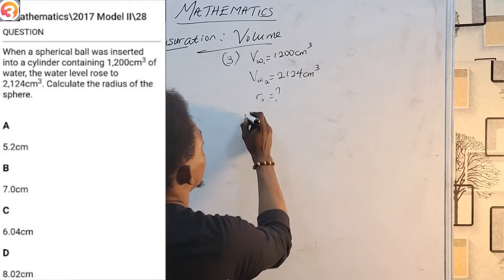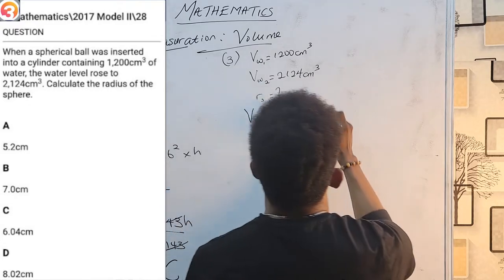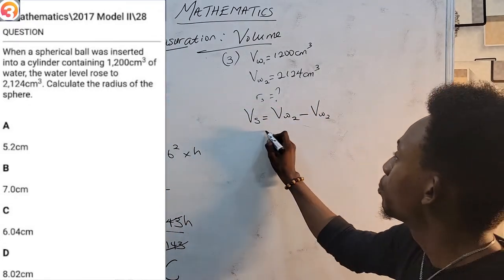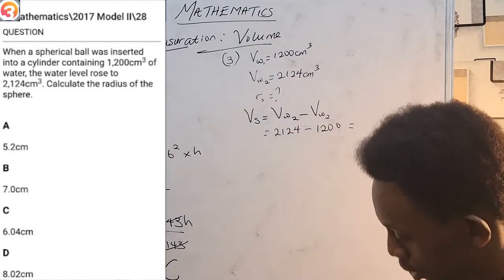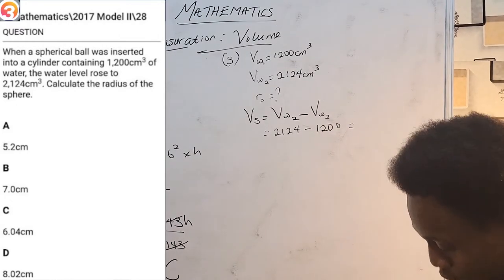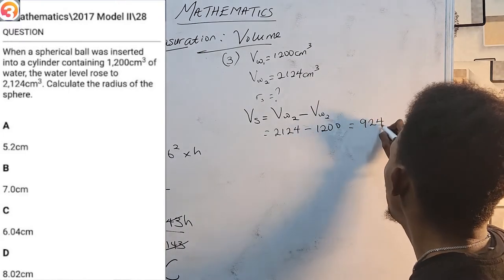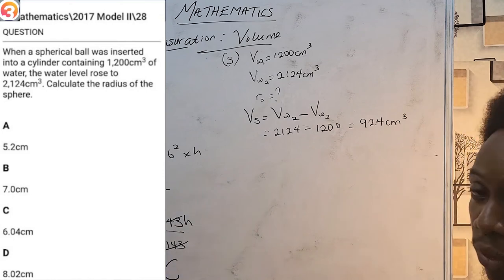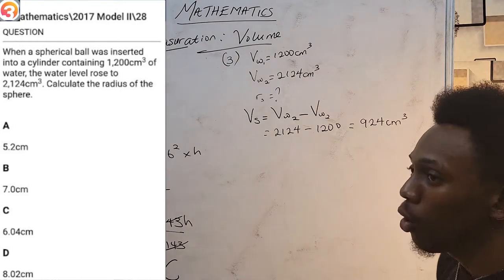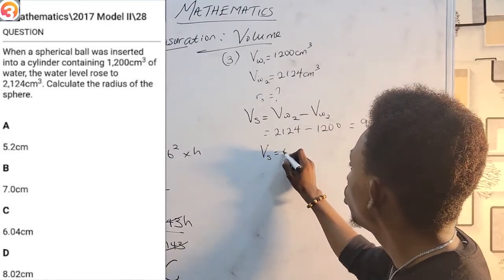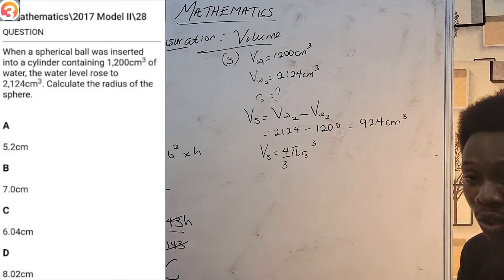Now, in this case, the volume of my sphere will be the final volume of water minus the initial volume of water, which is 2,124 minus 1,200. Pressing that in my calculator, that is 924 cm cube. So I know that the volume of the sphere should be 924. However, they're asking me for the radius, not the volume. All I have to recall is that the volume equals 4 over 3 pi r cube. I'm using S to indicate I'm dealing with a sphere.